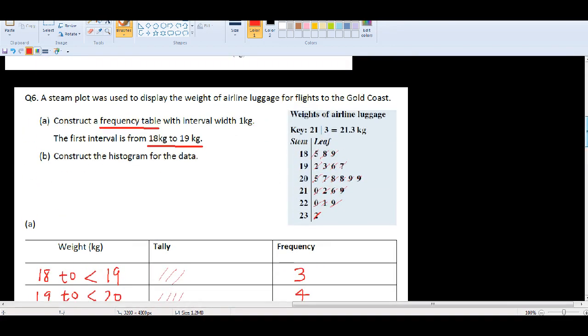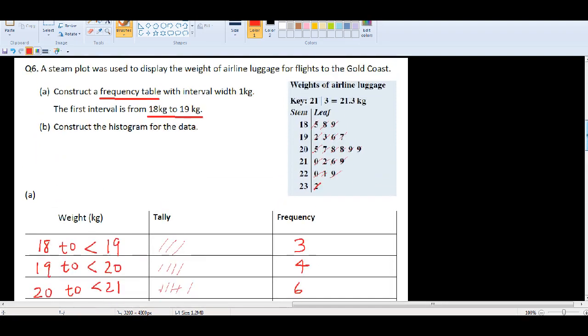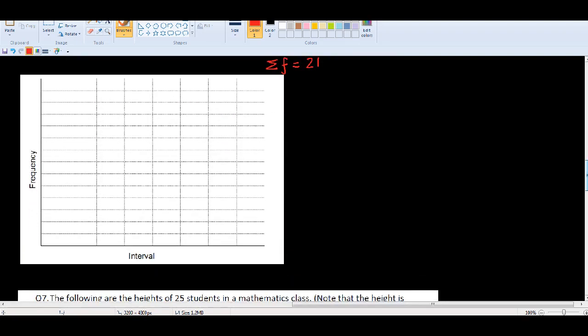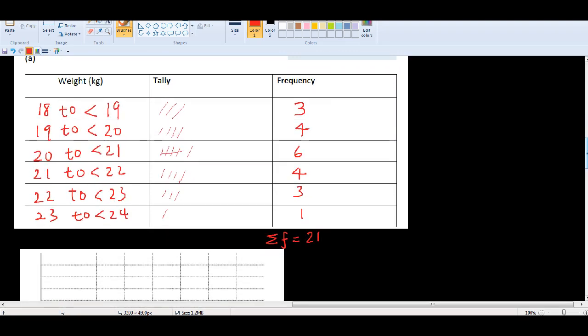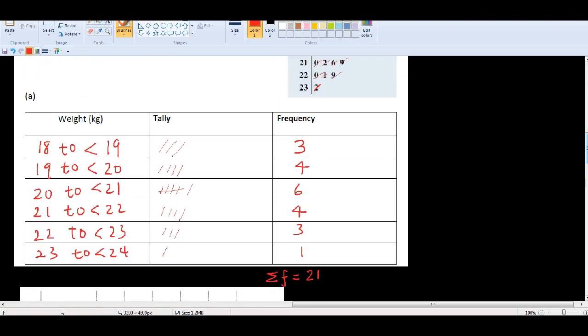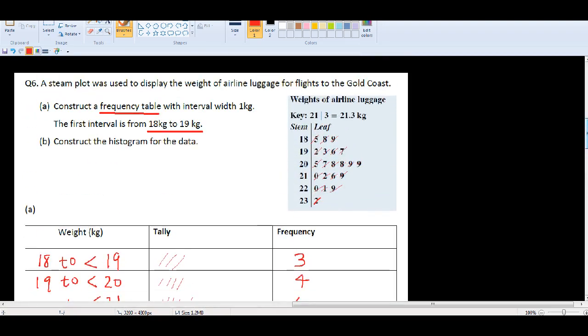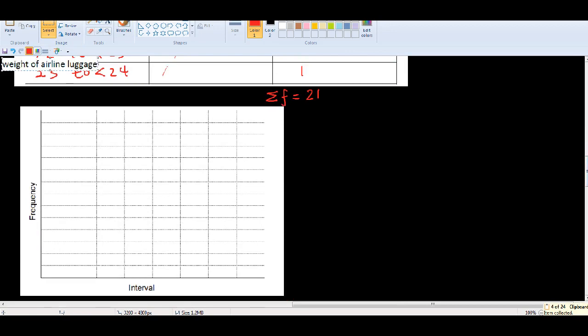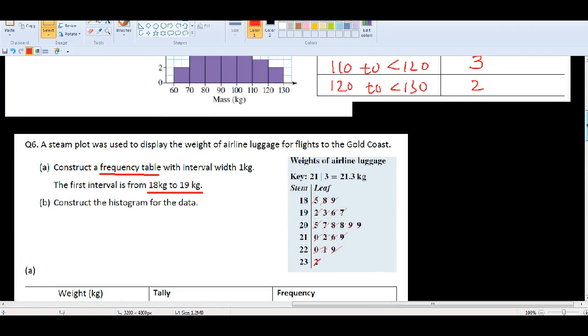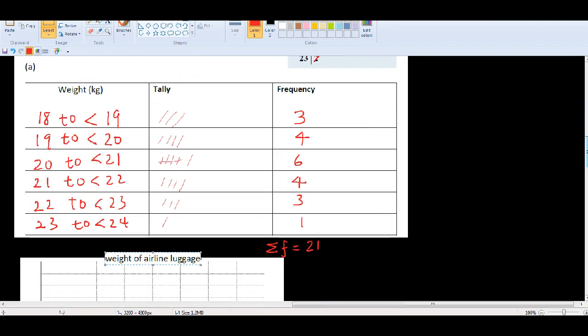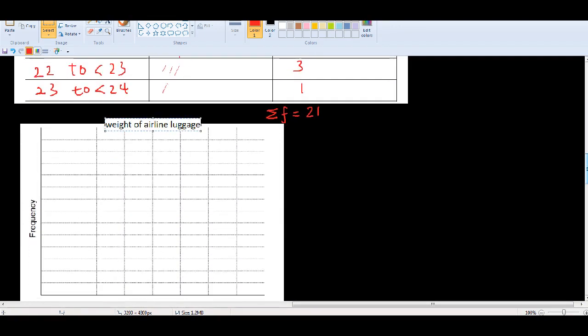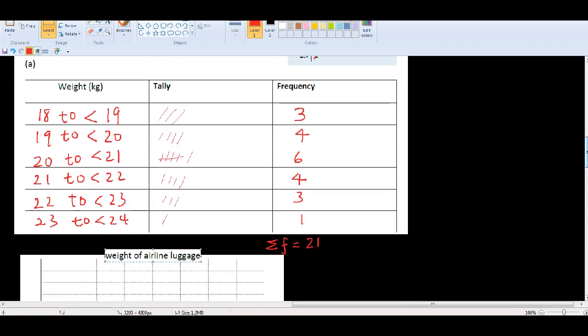Okay. Then you need to plot a diagram. To plot a diagram, use a histogram. First, what is this histogram about? Weight of airline luggage for flights to Gold Coast, so we don't need to write all of that. Let's see how many bars we need. We need 6 of them. The highest frequency would be 6. Alright, so it should be okay.